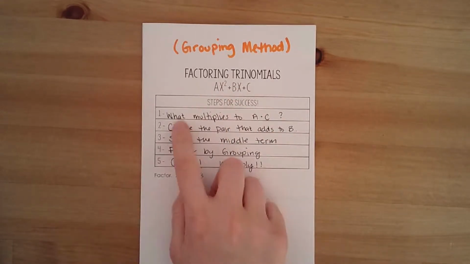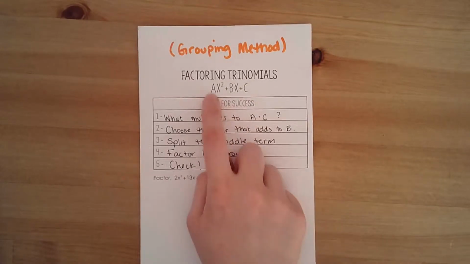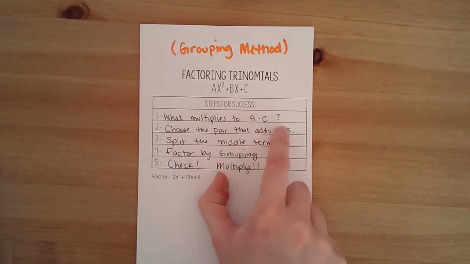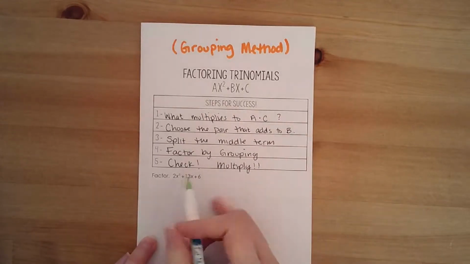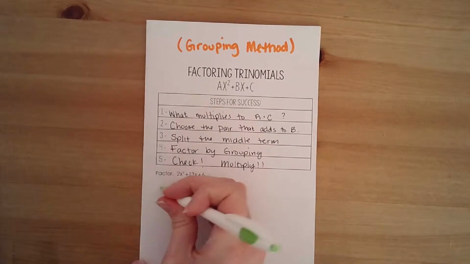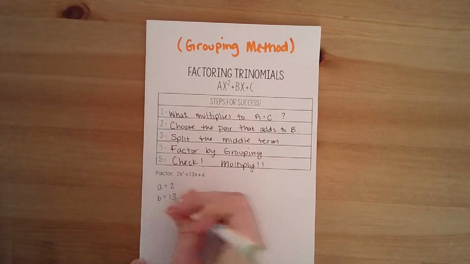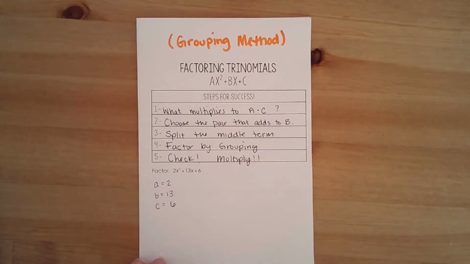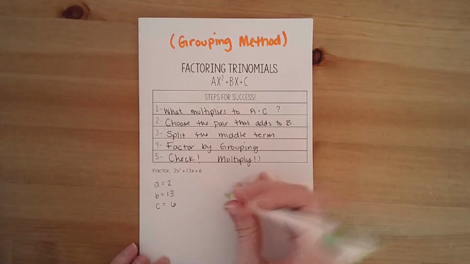So when we're factoring, we want to find out what multiplies to a times c, so our first term times our constant. And we're going to choose the pair that adds to b. Now this is going to look a little bit familiar. So if we look at our first problem down here, a is 2, b is 13, and c is 6. So I need to choose the factor pair that multiplies to a times c.